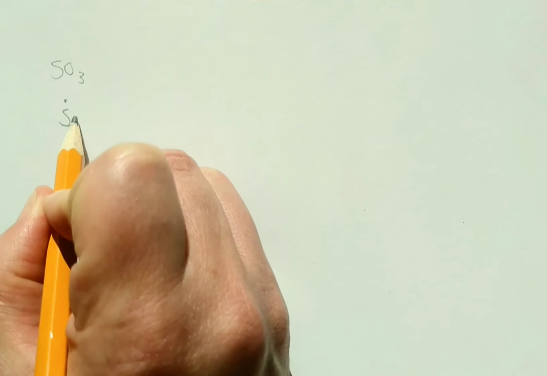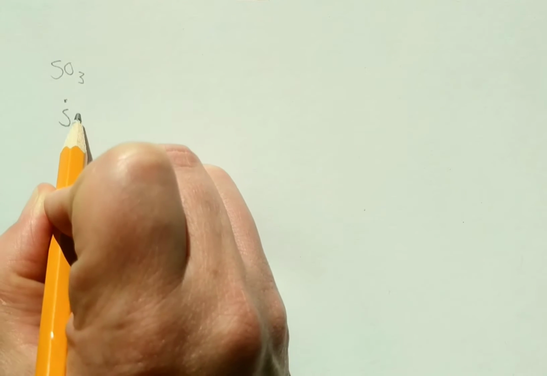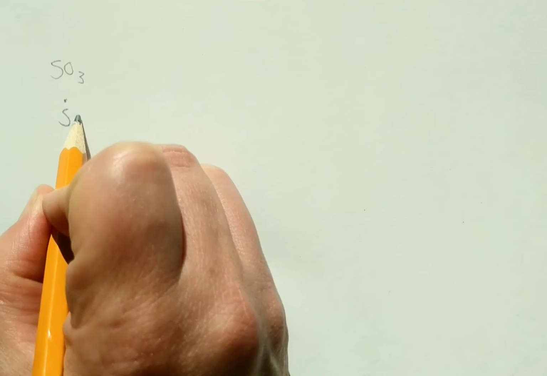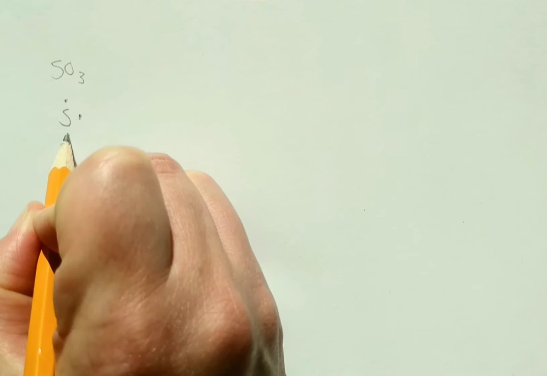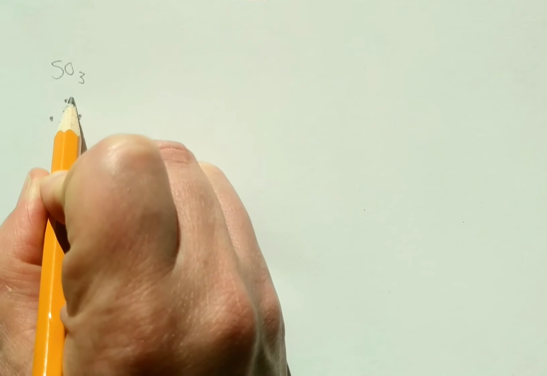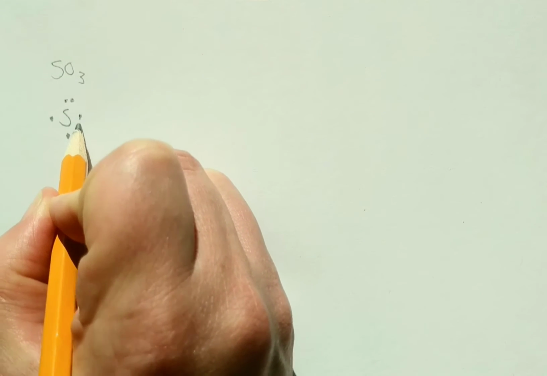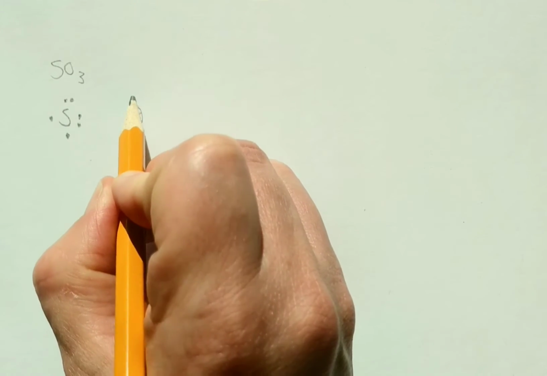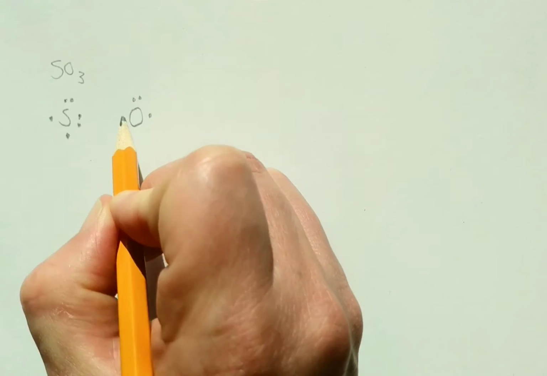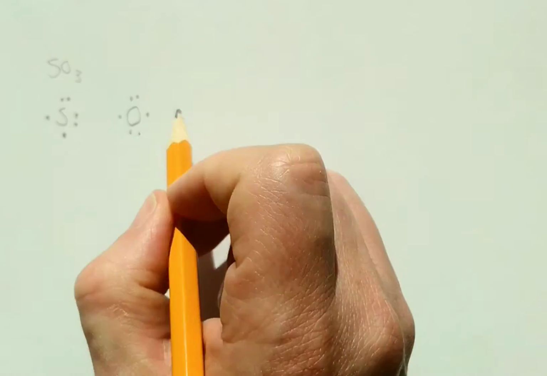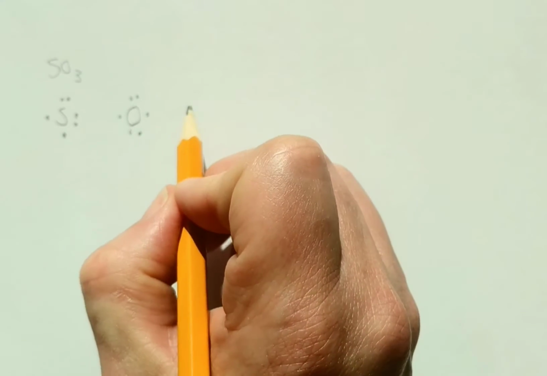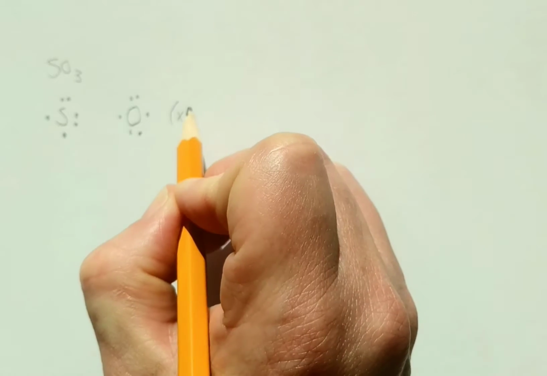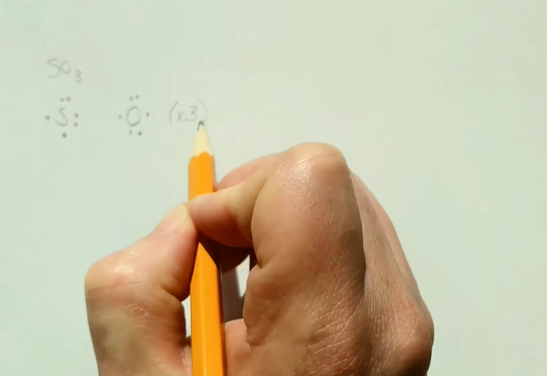So sulfur has 6. I know that because it's in group 16. The last digit is 6. So 1, 2, 3, 4. Then I make pairs. All right, and then I have oxygen. 1, 2, 3, 4, 5, 6. And I'm just going to say times 3.